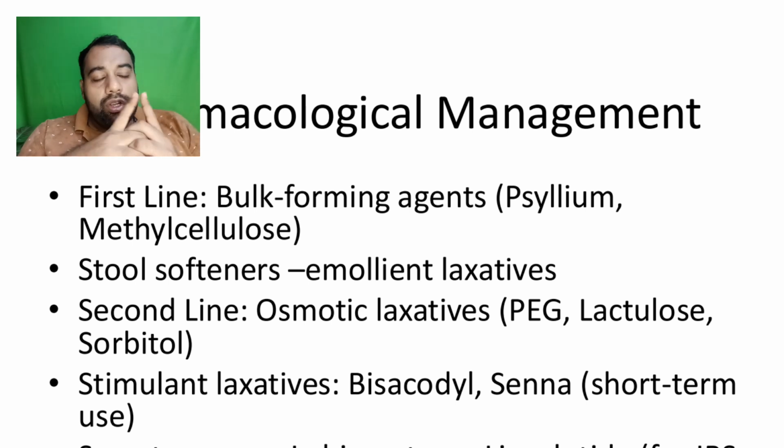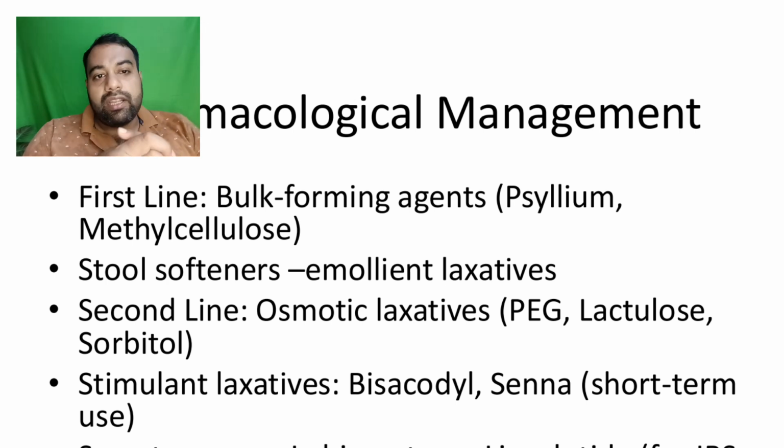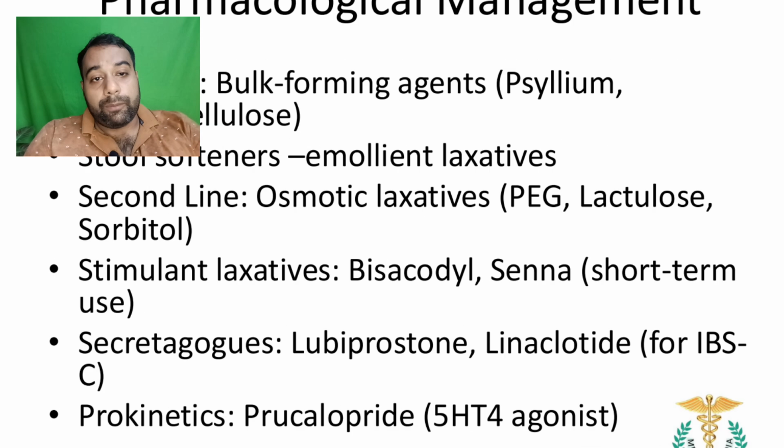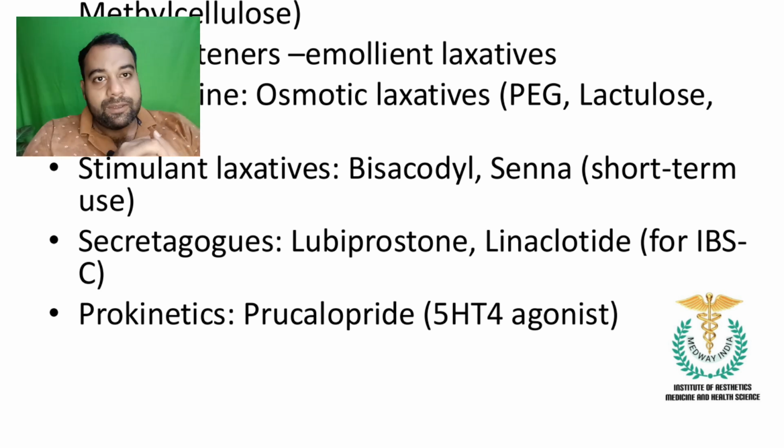Also there are stimulant laxatives like bisacodyl and senna. They are typically used for short-term purposes, but one thing I would always like to say is that they are usually contraindicated in the elderly population. Apart from that, there are secretagogues like lubiprostone and linaclotide, which are used for constipation-predominant IBS. There is also prucalopride, a 5-HT4 agonist, which is often used in refractory cases.